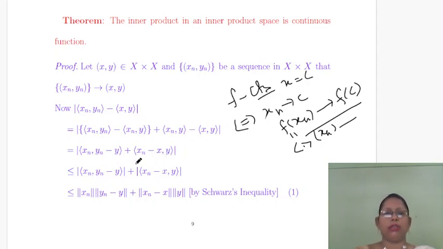Again using the property of modulus, this is less than or equal to the modulus of inner product of x_n comma y_n minus y plus the modulus of inner product of x_n minus x comma y. This is less than or equal to norm of x_n times norm of y_n minus y plus norm of x_n minus x times norm of y, by the Schwarz inequality. By using the Schwarz inequality in place of the modulus of each inner product, I am writing this.